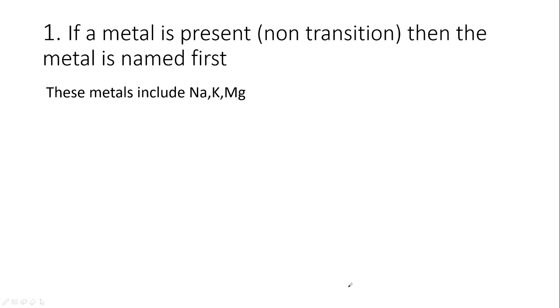If a non-transitional metal is present, that is a metal which is not part of the transitional part of the table, if I put it that way, that's a good self-explanatory way, then the metal is named first. Examples of these metals include sodium, potassium, magnesium, calcium, strontium, just like that.